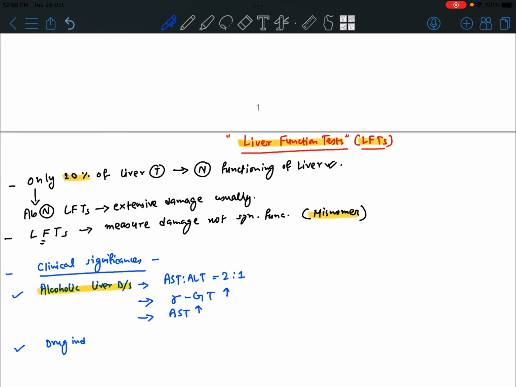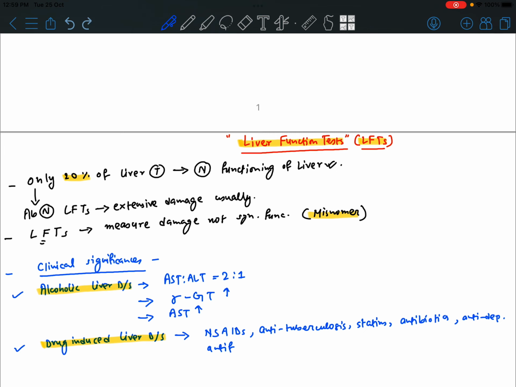Drug induced liver disease. Some medications like NSAIDs, anti-tuberculosis medications, statins, antibiotics like tetracyclines, antidepressants, antifungals, these are known to cause liver damage when used for long periods.